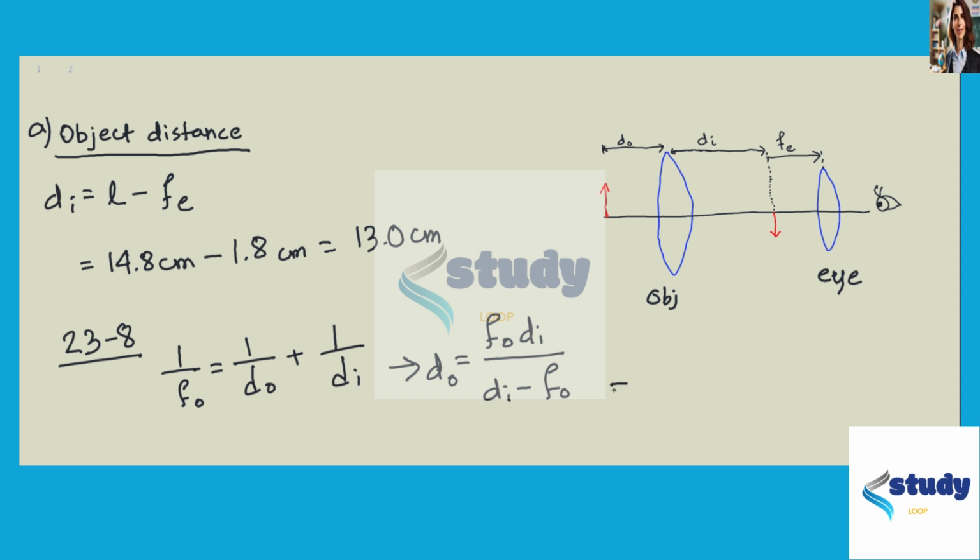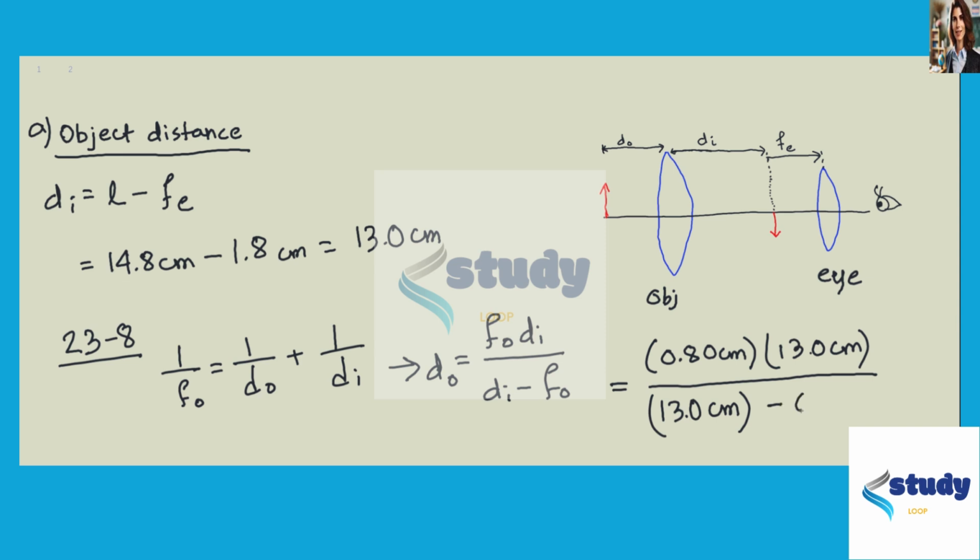So we know all the values, so let's put those. f0 is 0.80 centimeter, di we got from here, which is 13.0 centimeter, minus 0.8 centimeter. So that gives us d0, which is 0.8525 centimeter. Right, so we figured out our object distance.